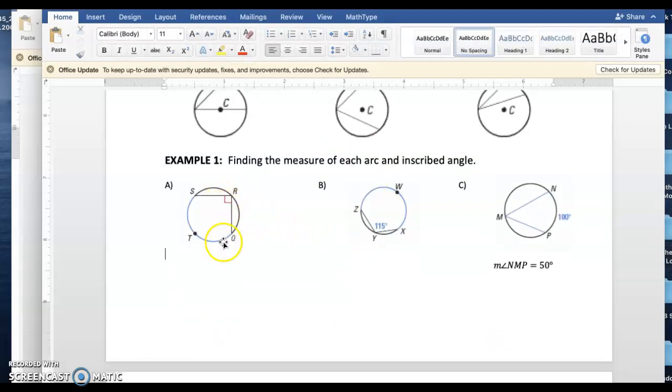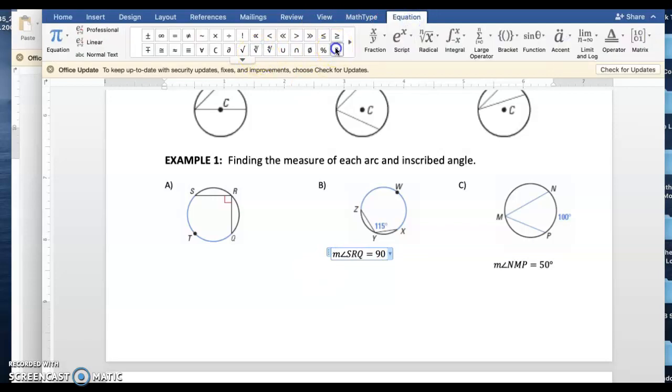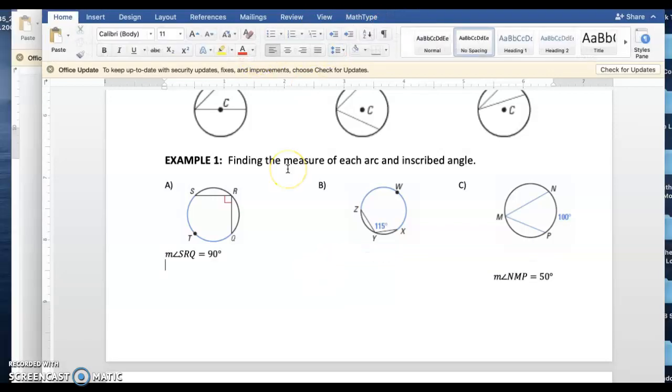For part A and part B, we're doing the opposite. I'm giving you the measure of the angle. So I know the measure of angle SRQ is equal to 90 degrees. I want to know what is the measure of the arc that it is intercepting.